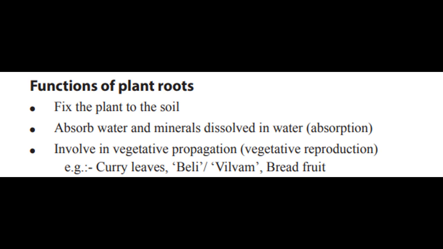And this is known as vegetative propagation. Vegetative propagation, no, even vegetative reproduction is correct. That is because producing new plants is known as reproduction, right? So what are the examples for vegetative propagation? I already mentioned to you about curry leaves. That is one example, right?